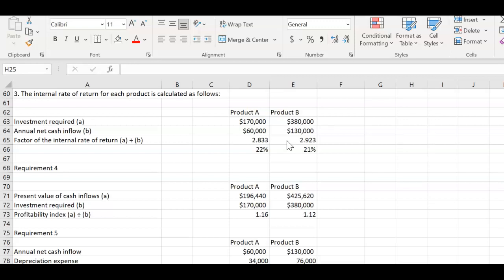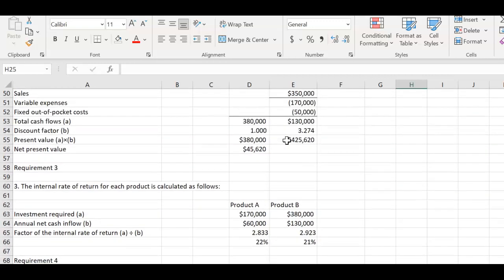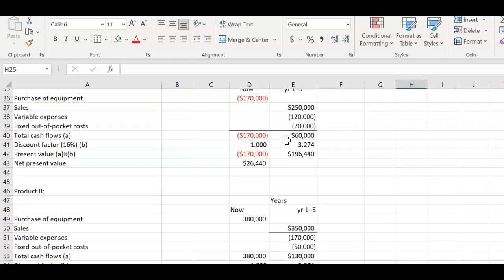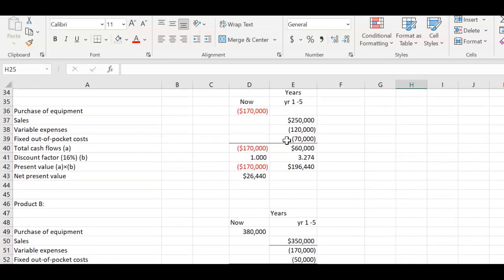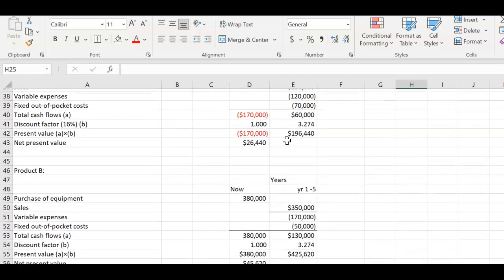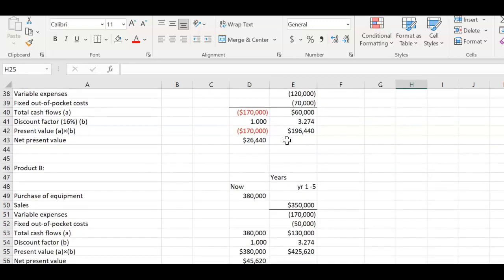And when we were calculating the net present value for each, I did note in each, for both products A and B, the discount factor for the company is 16%. However, when you compared the investment to the actual inflows, the inflows exceeded the investment, so we knew that it had to be more than 16% for each product A and product B.